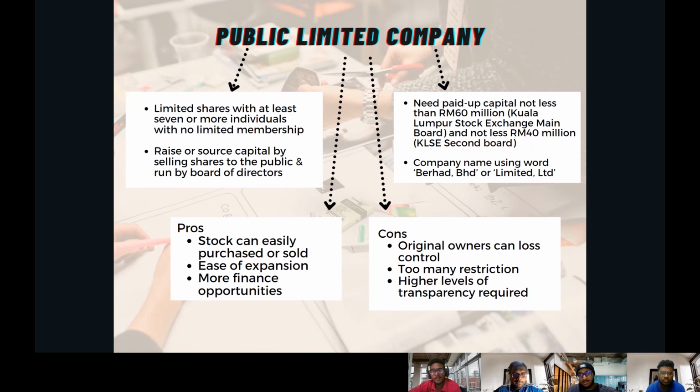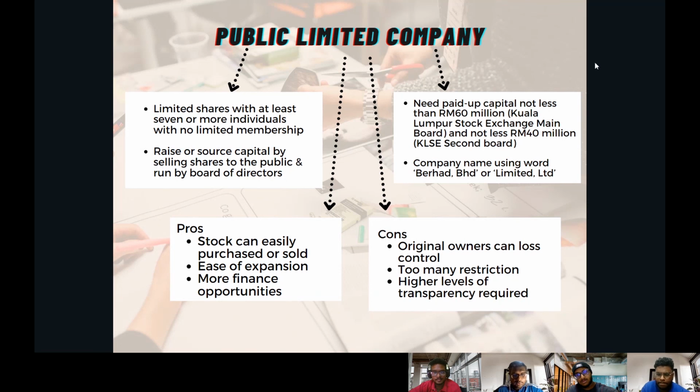Next, public limited company. A public limited company has limited shares with at least 7 or more individuals with no limit on membership. You can raise capital by selling shares to the public and run a board of directors. It needs a paid-up capital of not less than 60 million under the Kuala Lumpur Stock Exchange main board and not less than 40 million on the KLSE second board. The company name should end with Berhad or Limited.